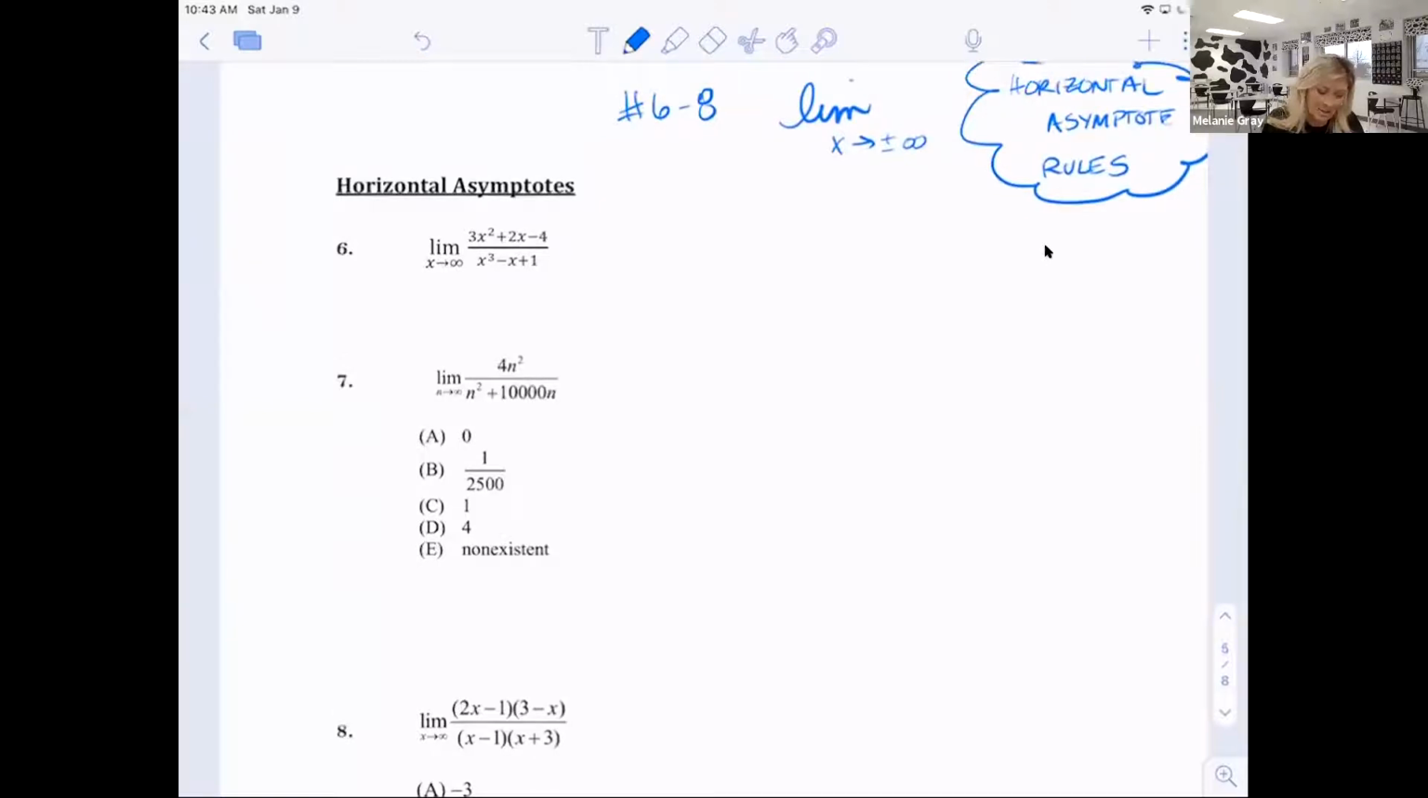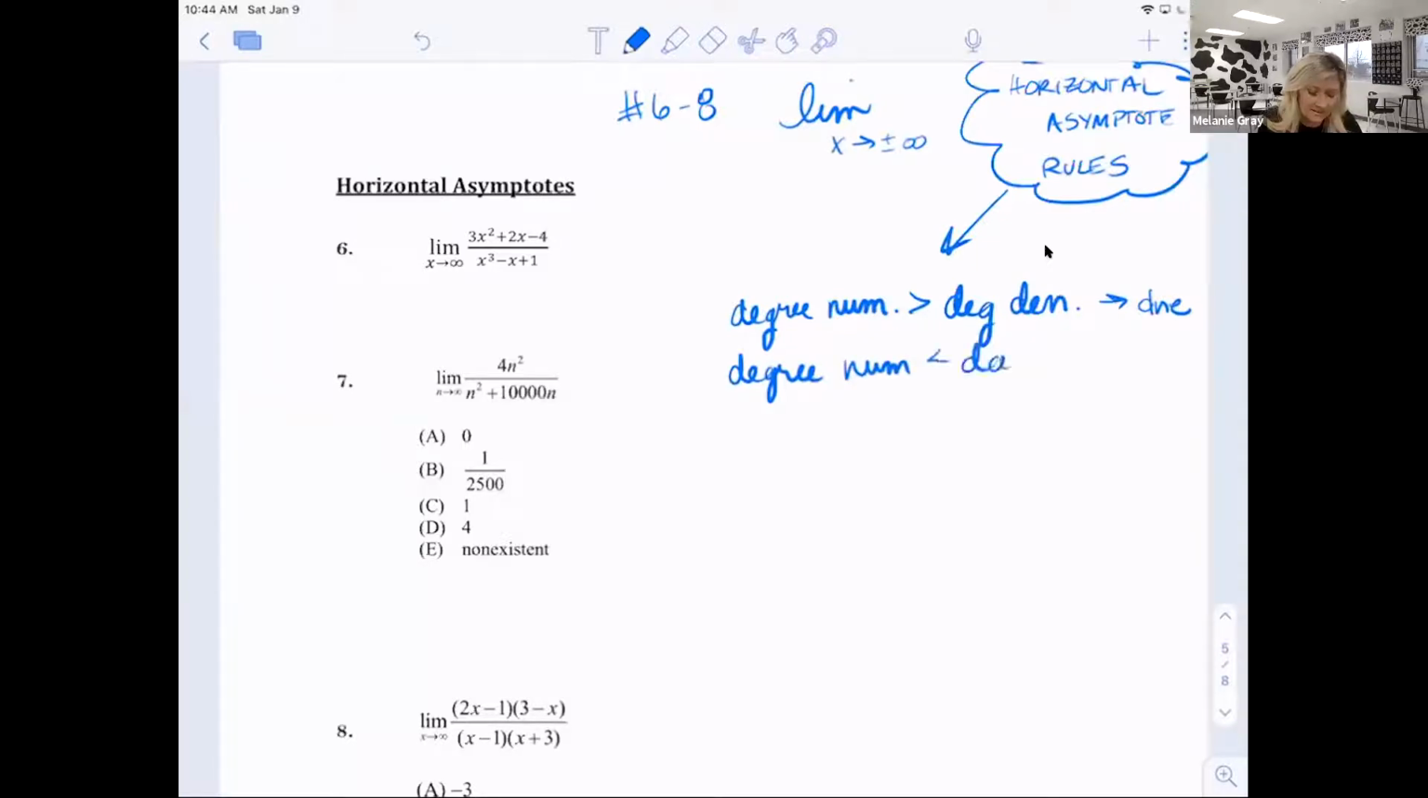So for the horizontal asymptote rules, you want to remember that if the degree of the numerator, I'm going to abbreviate numerator, is greater than the degree of the denominator, I'll abbreviate denominator, then it doesn't have a horizontal asymptote, so that means the limit does not exist. But if the degree of the numerator is less than the degree of the denominator, then in that case, your horizontal asymptote occurs at 0, and that means the limit equals 0.